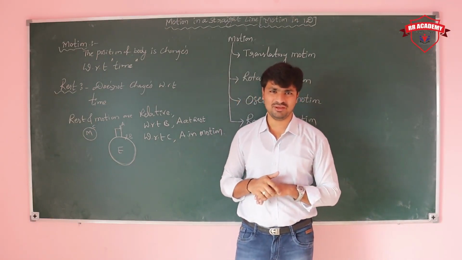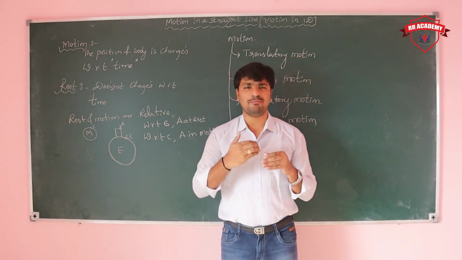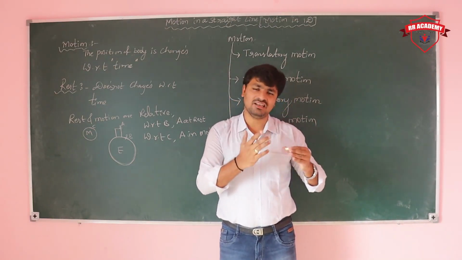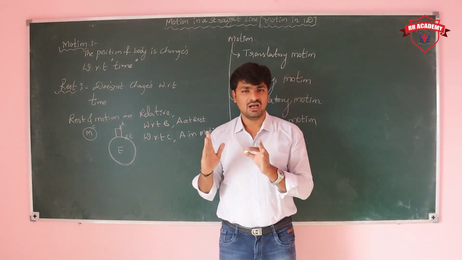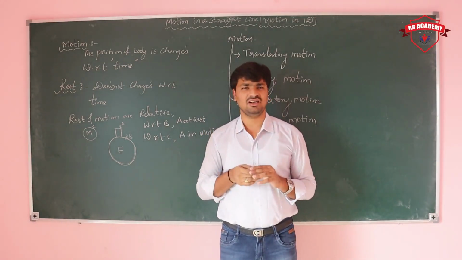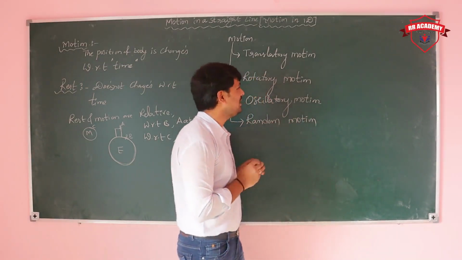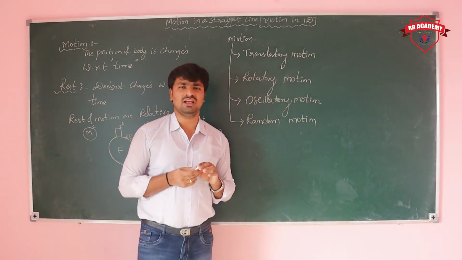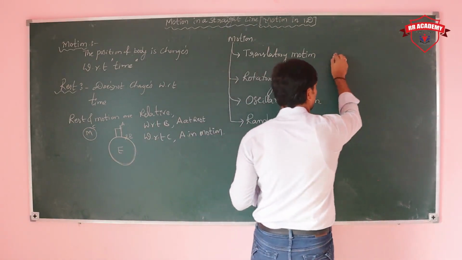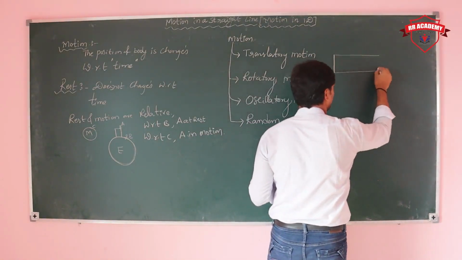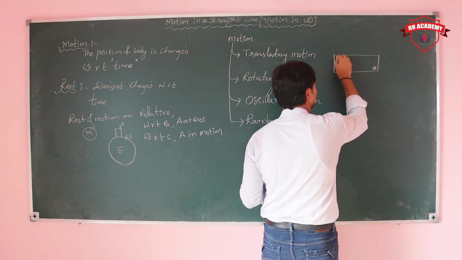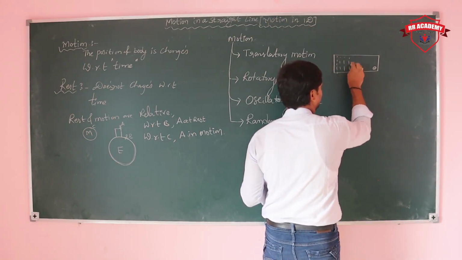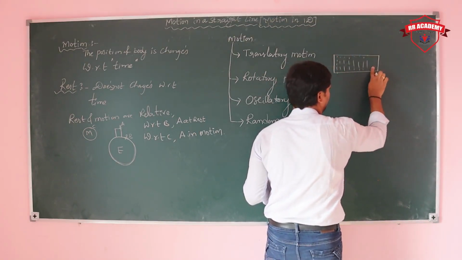Translatory motion is nothing but the motion of a particle in a particular direction. A particular direction may be 1D or 2D, but it should have a particular direction. So that we can simply say translatory motion. I'll give one example. Here I am considering a bus. The bus contains 60 passengers and one driver.